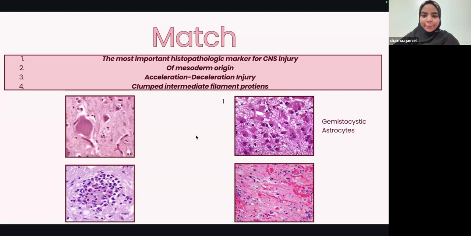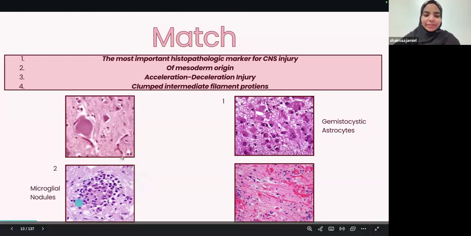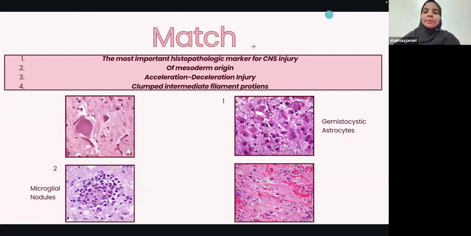Okay. WBCs. Okay. They are kind of WBCs. They're not microglia, okay? So these are microglia nodules, and microglia are cells that originate from the mesoderm. You usually find them in CNS infection or something like that.